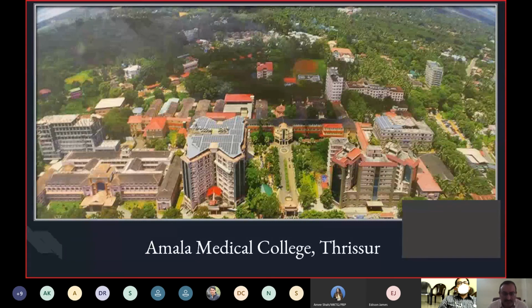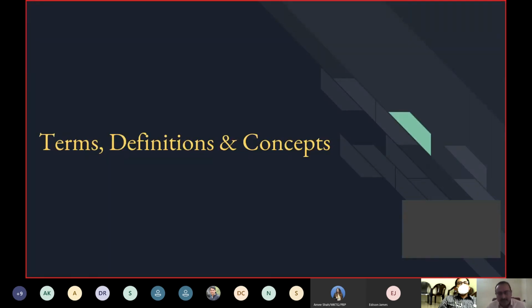Now, terms, definitions, and concepts. As you all know, mechanical ventilation is such a big topic with so many branches. So dividing or classifying them as per terms, definitions, and concepts, I was finding it very difficult. So what I'm going to do is give a brief overview of what I think comes under these topics. If you hear the topic, it sounds quite boring and theoretical. I'll try to make it as practical as possible. Hopefully, you will like it then.